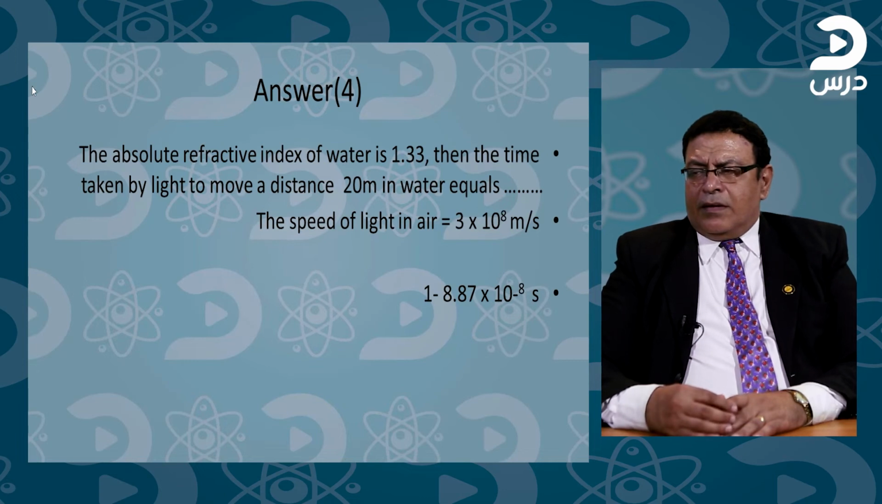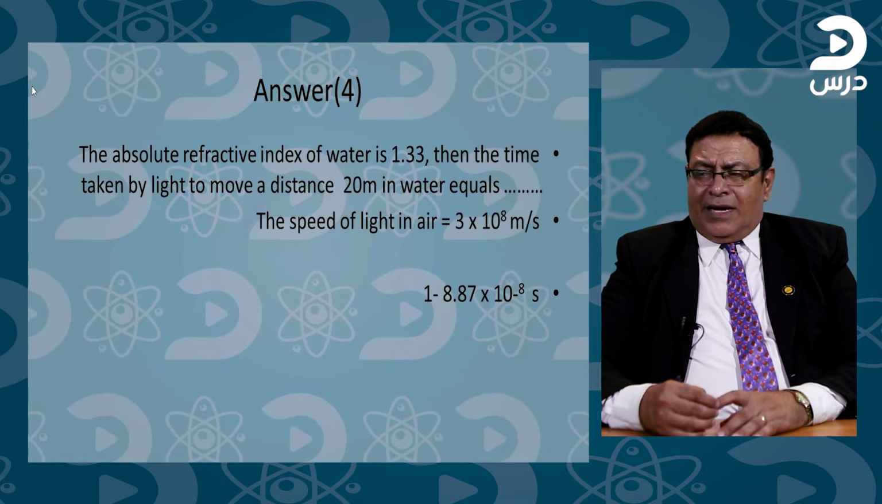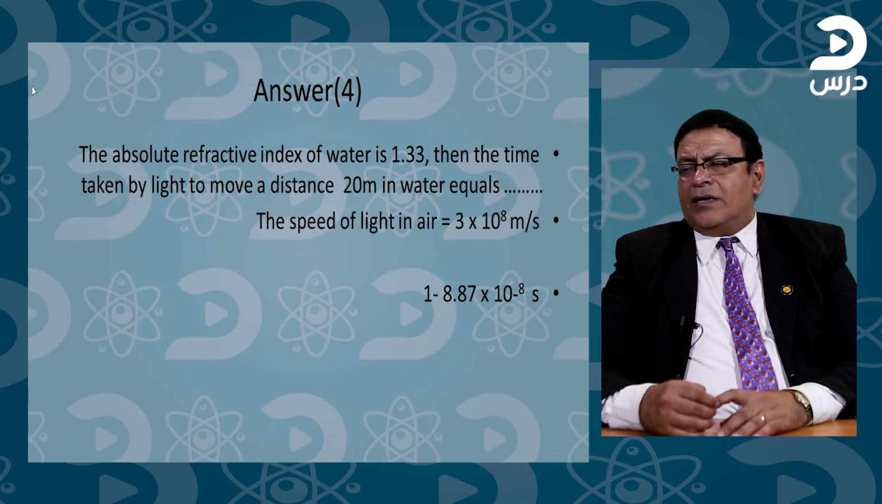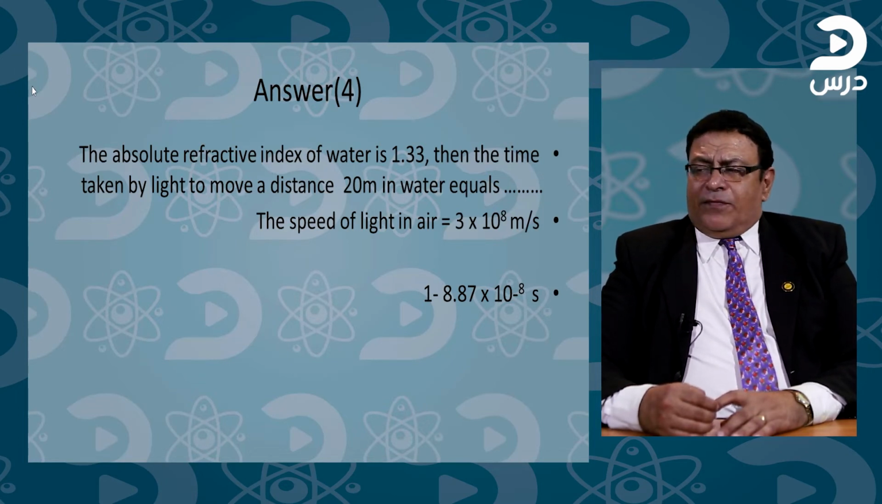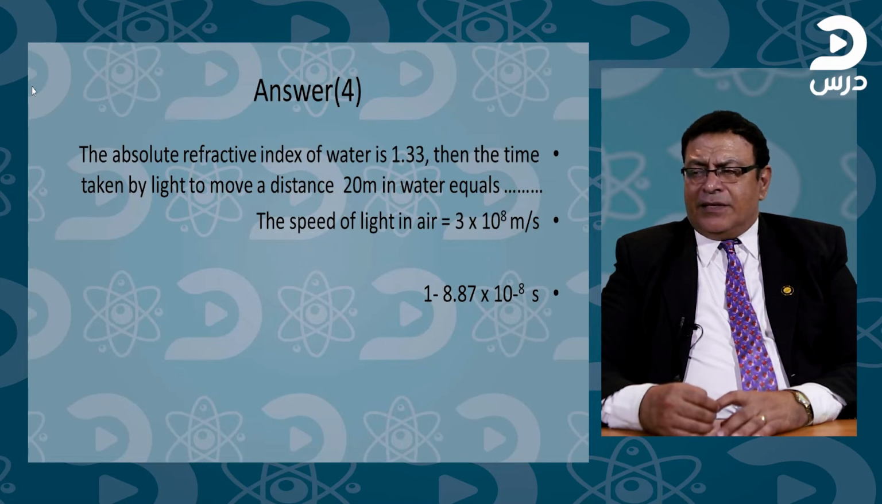Answer: if the absolute refractive index of water is 1.33, then the time taken by the light to move a distance of 20 meters in water equals, where the speed of light is 3 times 10 power 8, 8.87 multiplied by 10 to the power negative 8 seconds.